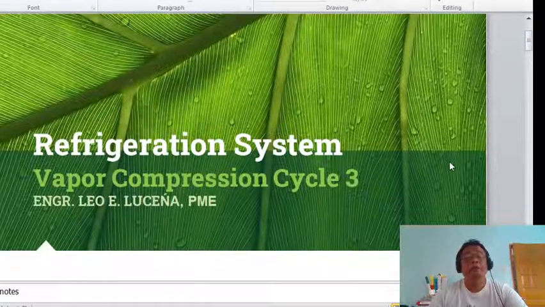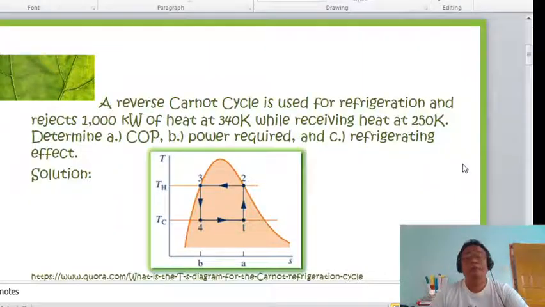Okay. So here is now, class, the problem. Actually, this problem is from our textbook, Refrigeration and Air Conditioning by Santa Maria. Okay, so here is now, class.